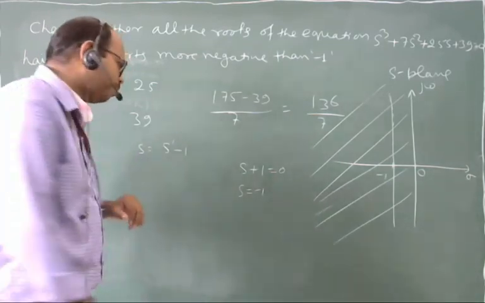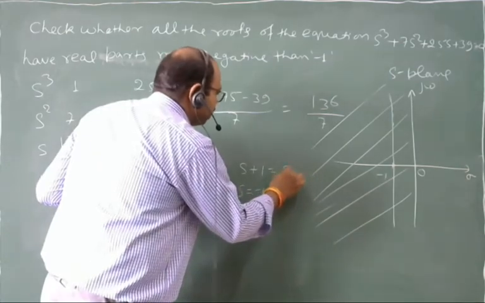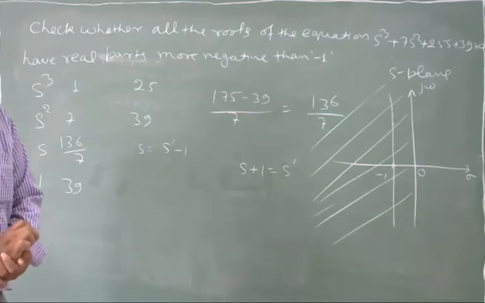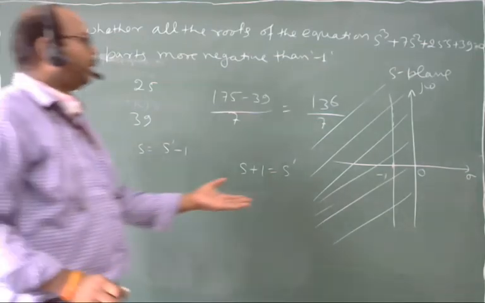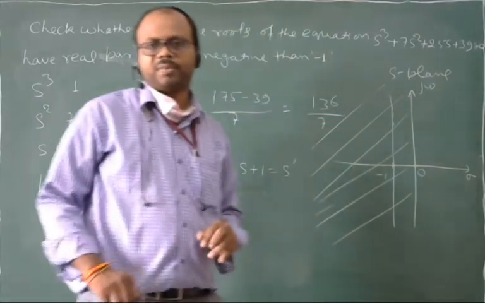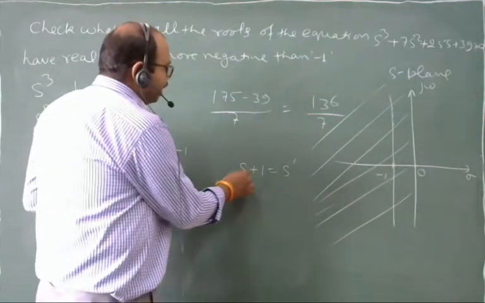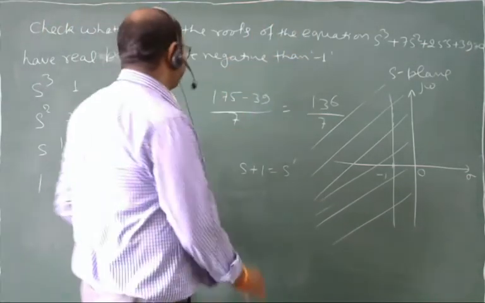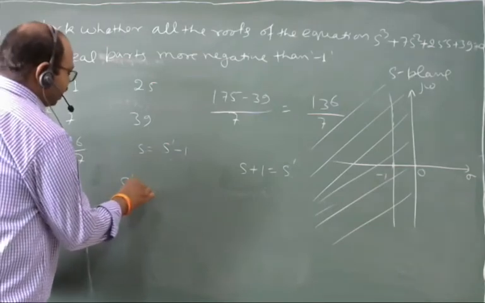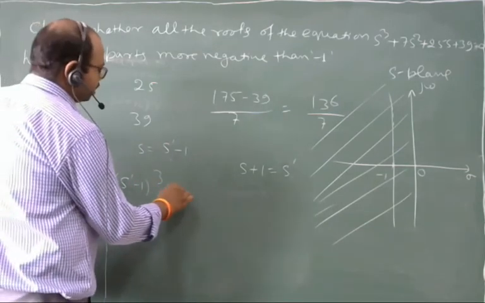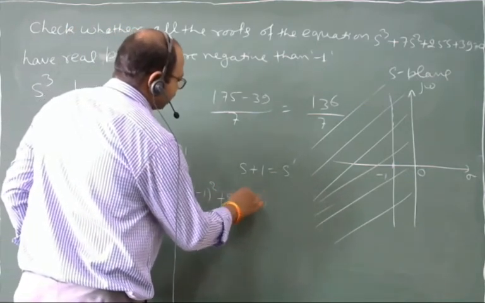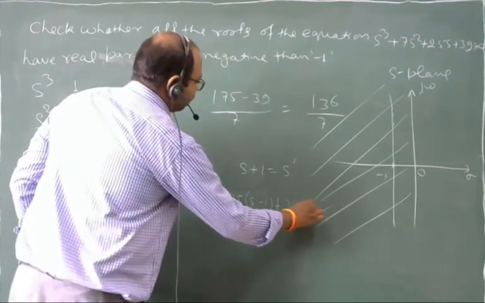So let us assume S plus 1 is S dash, our new center, a new variable at the new center. And therefore, S is replaced as S dash minus 1. And if I put this value in this equation, S dash minus 1 cube plus 7 S dash minus 1 square plus 25 S dash minus 1 plus 39 is equal to 0.